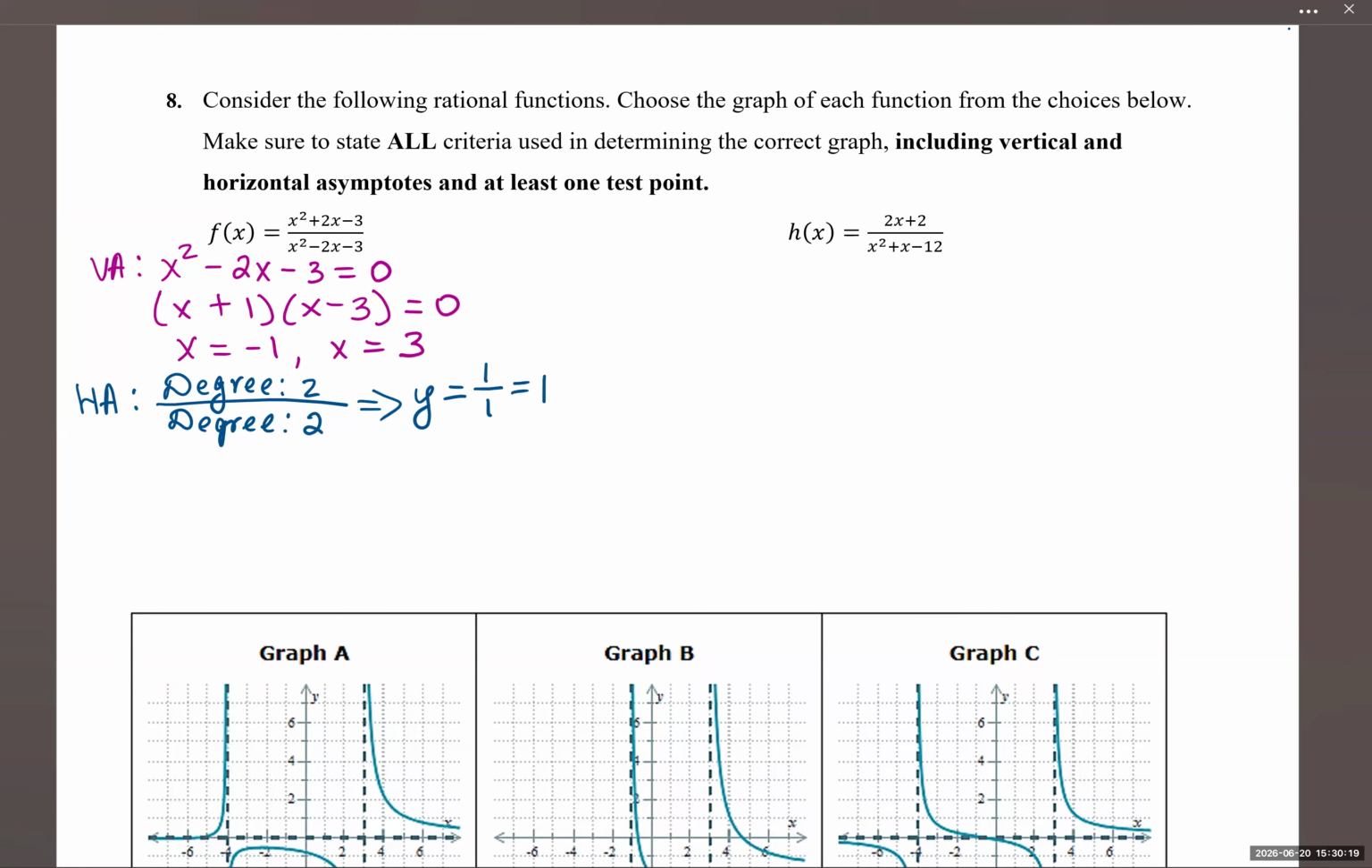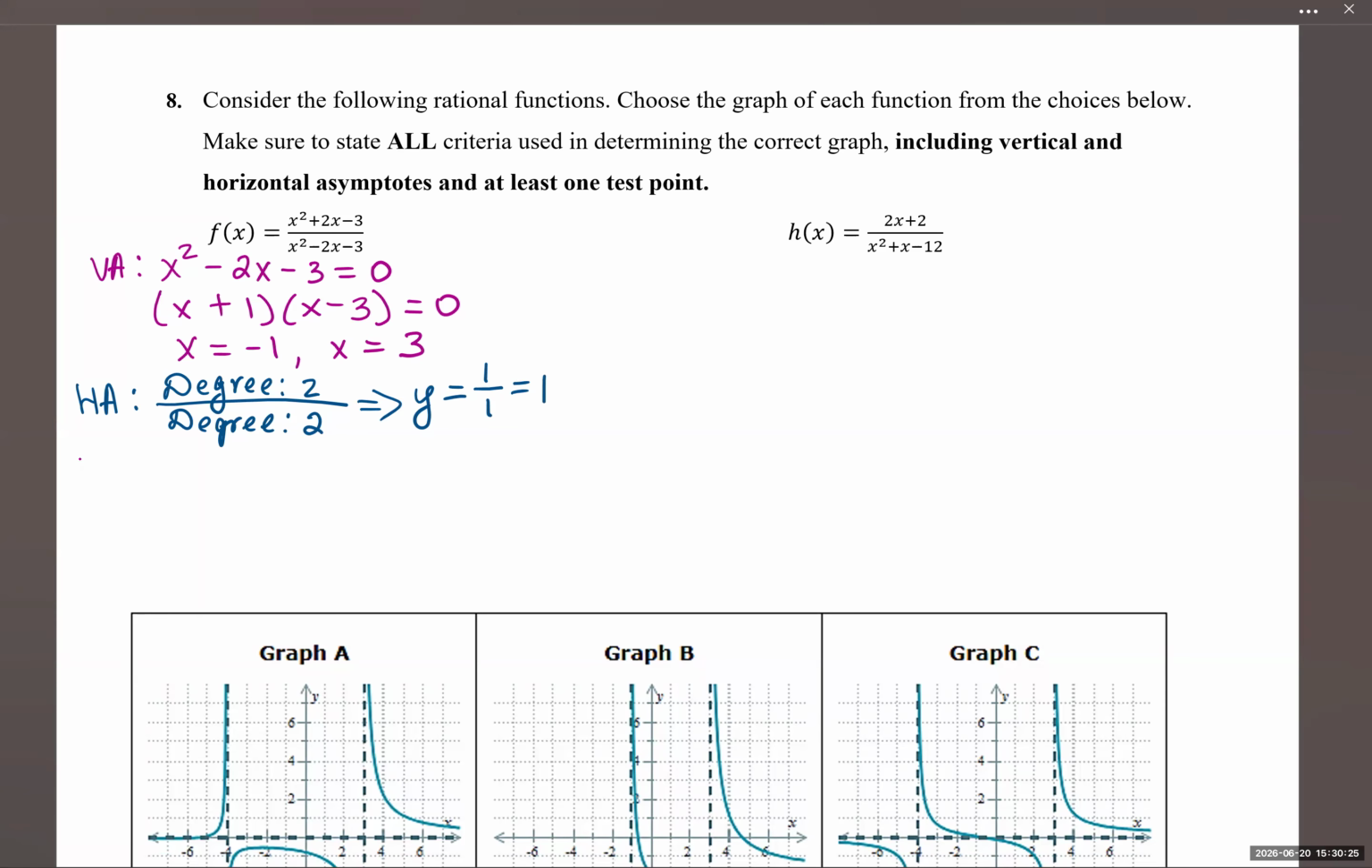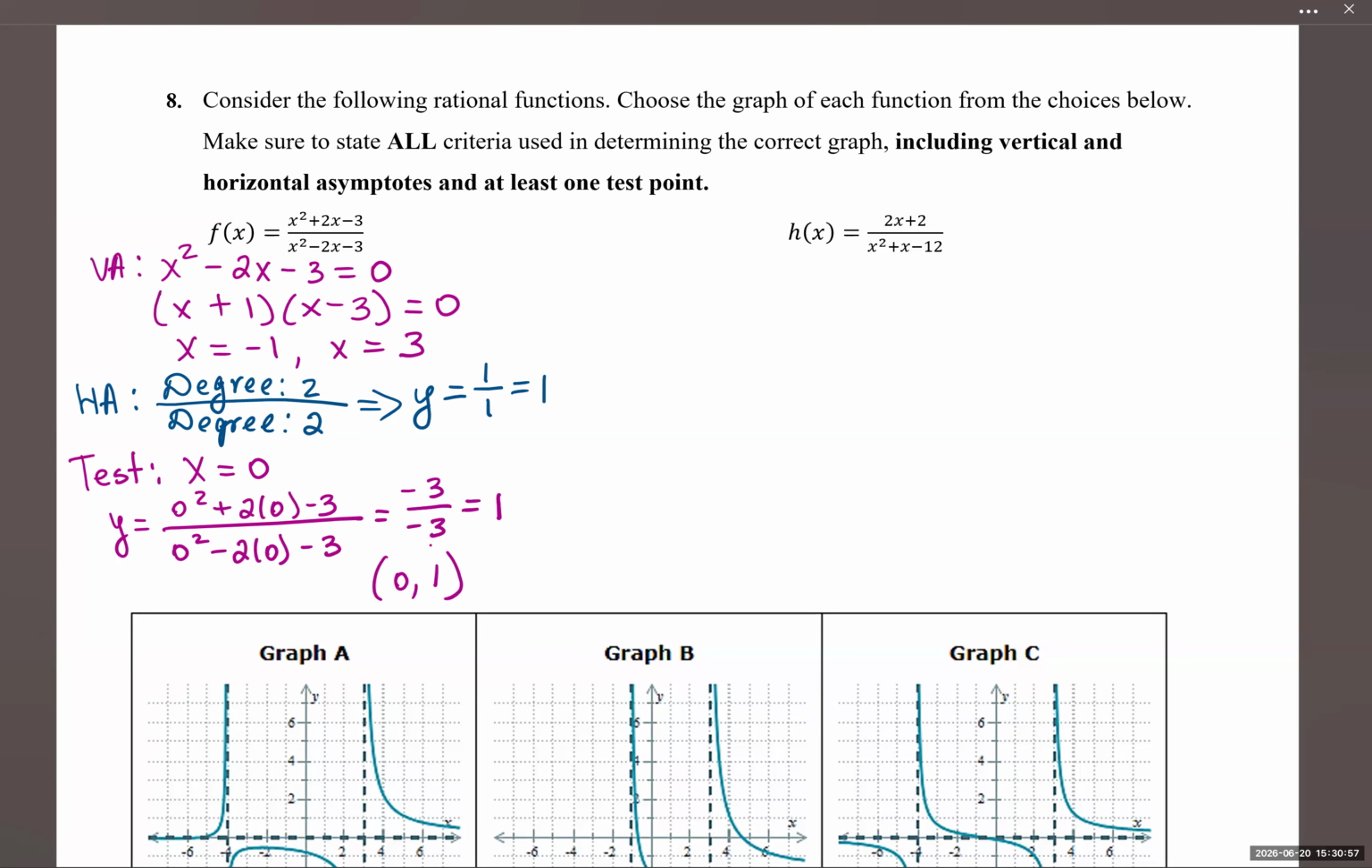And then my test point, the easiest test point that you can pick is the y-intercept. So let's start there, and if we have to pick a second one, then we will do that. Test point, we have x equals 0. That's what y-intercept means. So y equals 0 squared plus 2 times 0 minus 3, divided by 0 squared minus 2 times 0 minus 3. So really it's just -3 over -3, which is 1. So we have the test point at (0, 1), so the graph should cross at that point.